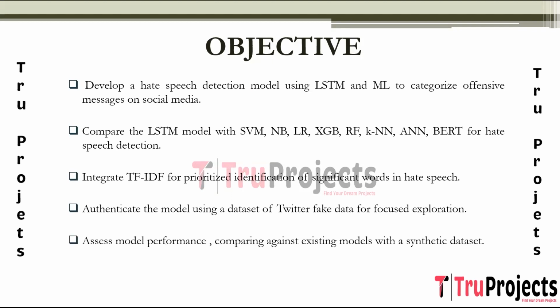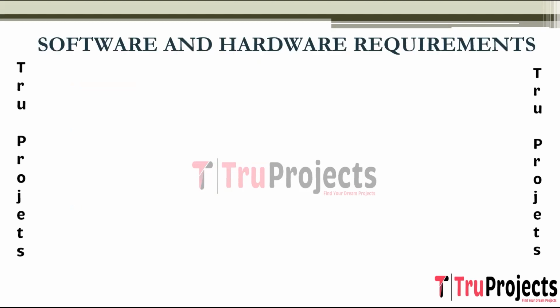The final objective is to assess the performance of the hate speech detection model, focusing on key metrics such as precision, recall, and F1 score. This allows for a comparative analysis of its effectiveness against existing models, taking into account the unique considerations of using a synthetic dataset. To implement this project, we need software and hardware requirements.